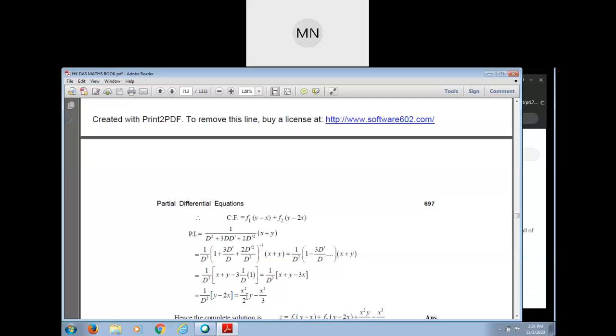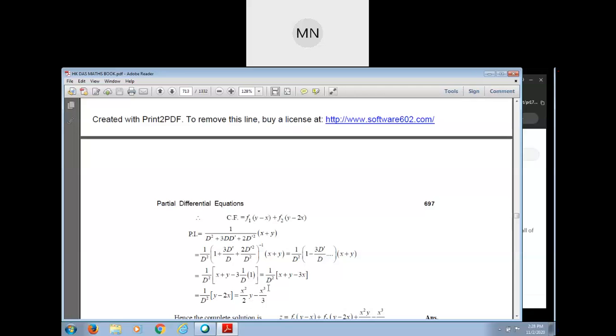Is it clear? Yes, ma'am. And see the second term. The second term is what? Twice x. And you have to integrate this part two times, because outside it is 1 by d square. So this term will give us x cube by 3. Okay? Is it clear? Yes, ma'am. So PI will be x square by 2 into y minus x cube by 3.